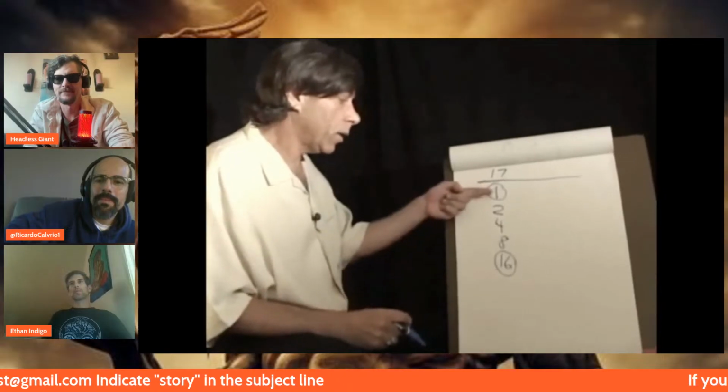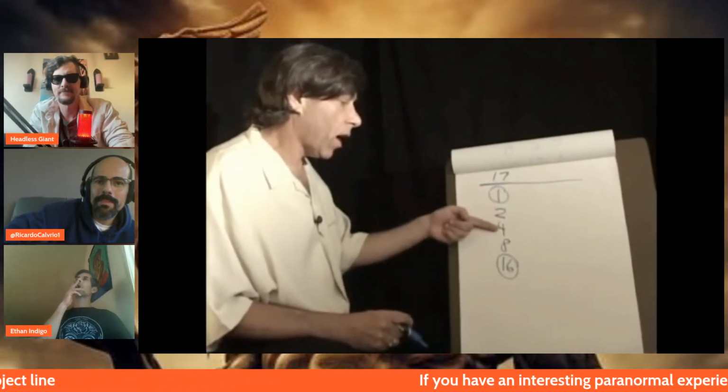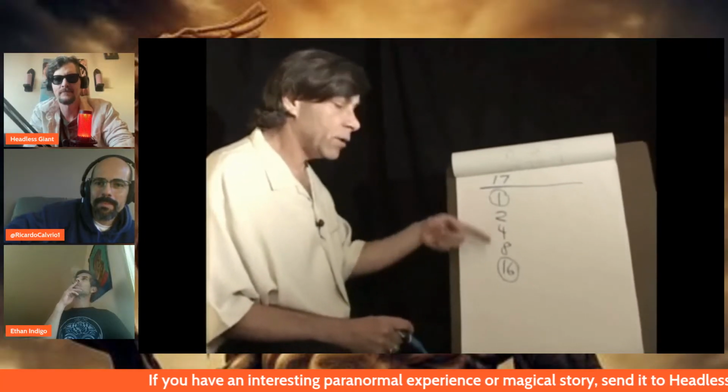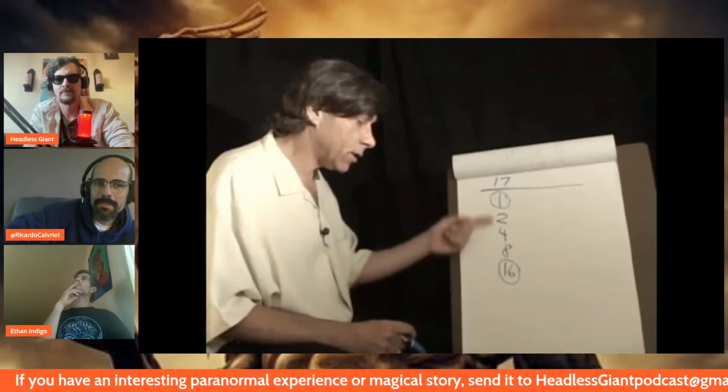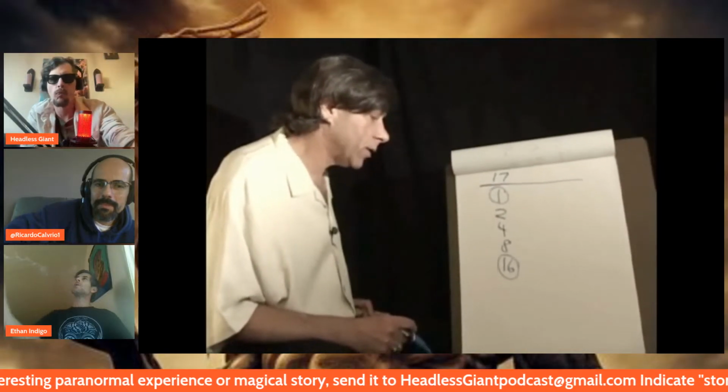So I can count 1, 2, 1 plus 2 makes 3, 4, 1 plus 4 makes 5, 2 plus 4 makes 6, 1 plus 2 plus 4 makes 7, 8, and so forth. And so any number can be represented by this, the sum of elements of this sequence.